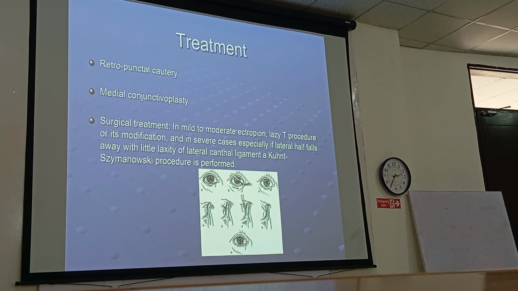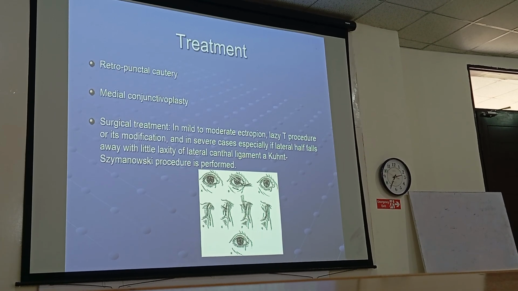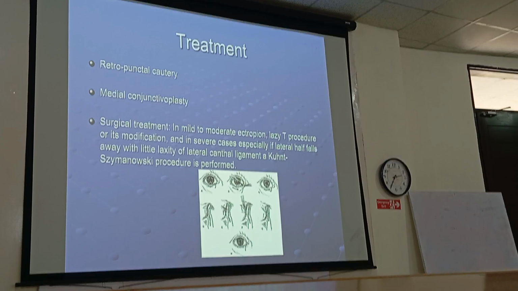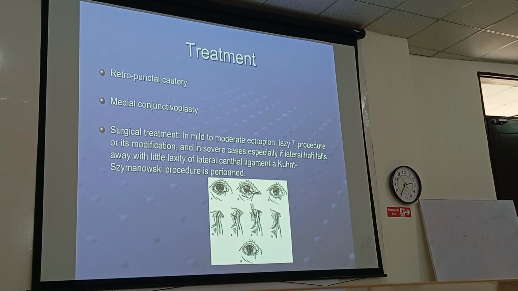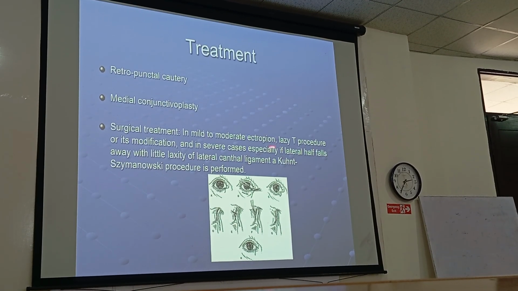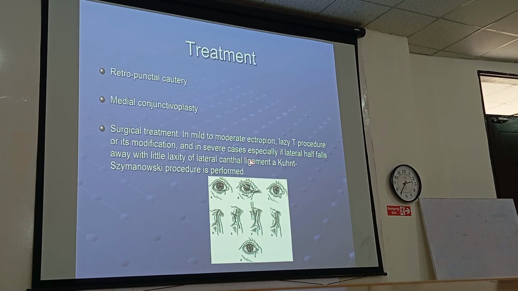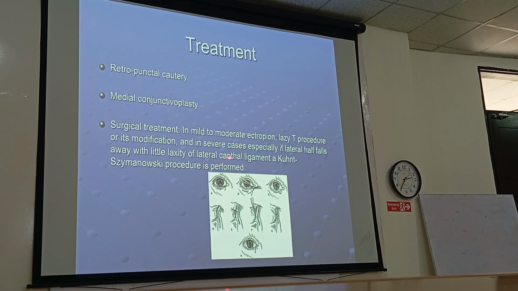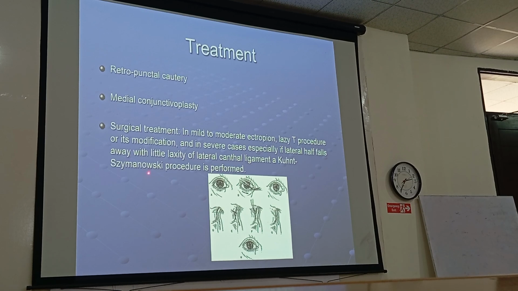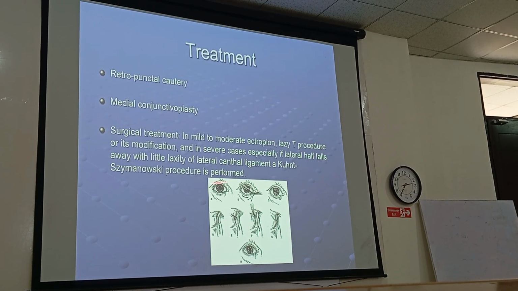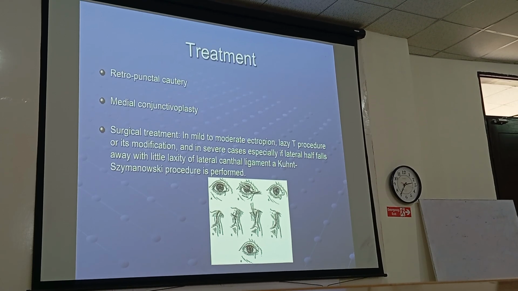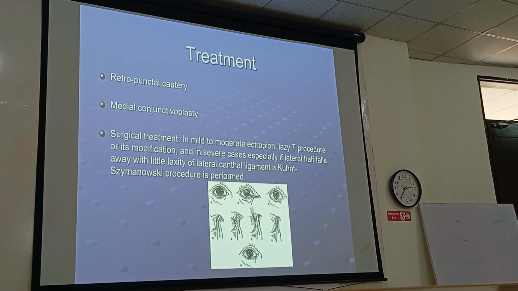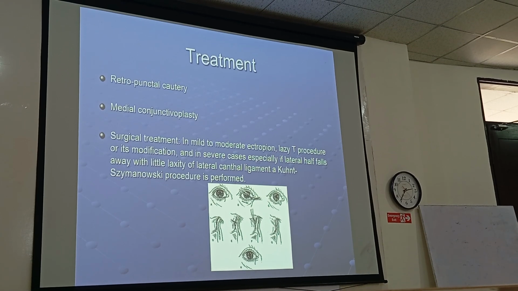Then the surgical treatment, if it is in mild to moderate cases, there are a couple of procedures like in the entropion it is Reese procedure. Here they are lazy T procedure or its modification, and in severe cases, especially the lateral half falls away with the laxity of the lateral ligament, Kuhnt-Szymanowski procedure is performed. ये भी आपको वीडियोस के बगैर समझ नहीं आएगा, ठीक है। तो ये मैं आपको दिखाऊंगा.